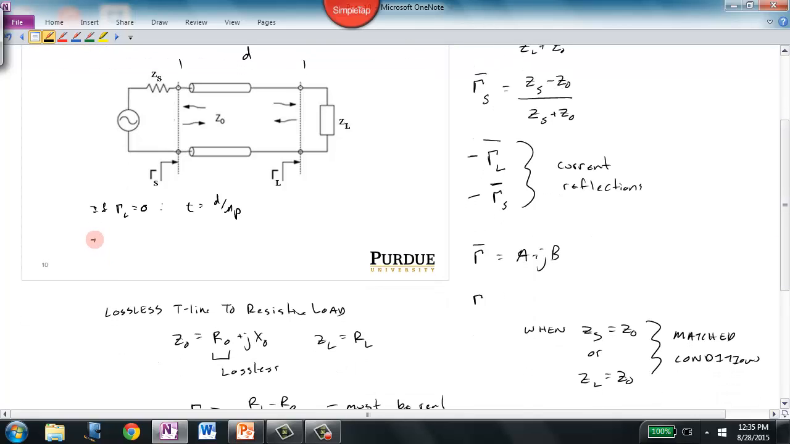If the reflection coefficient at the load doesn't equal 0, but the reflection coefficient at the source does equal 0, what happens is a wave is generated from the generator, it travels down the transmission line, it's reflected by the load, but no return wave is reflected, and therefore the transmission line is fully charged after T equals 2 cycles, T equals 2D over mu sub P.